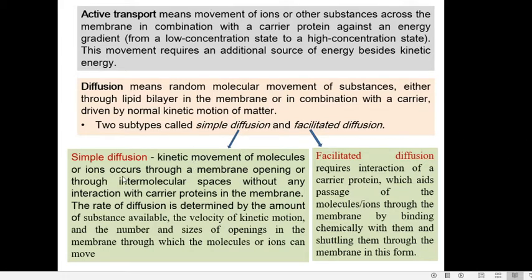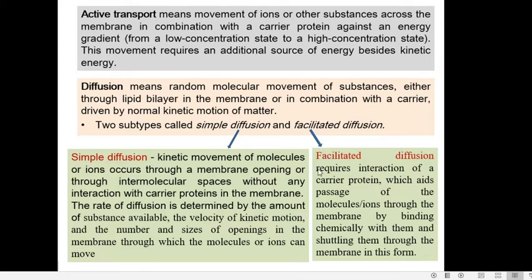Simple diffusion is energy independent, it is carrier independent, but still this is the slowest process to occur, because once the concentration on both sides become equal, the process will stop. And similar is the case with facilitated diffusion also, but it is faster than simple diffusion because there is involvement of a carrier. Active transport is considered to be the fastest.